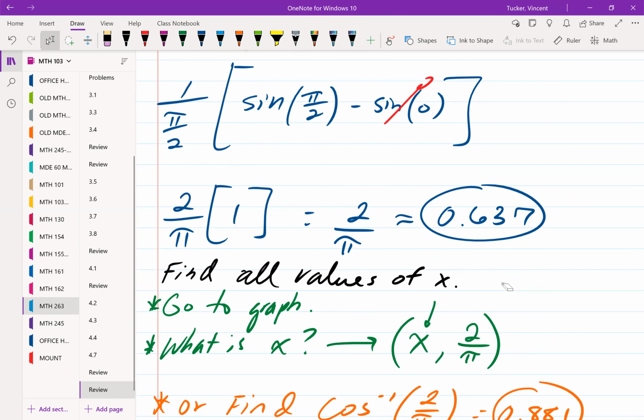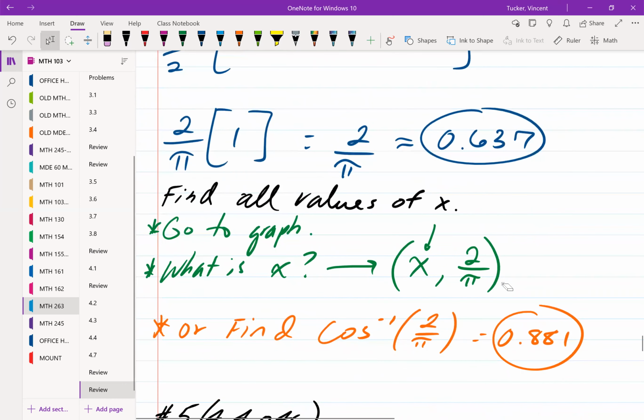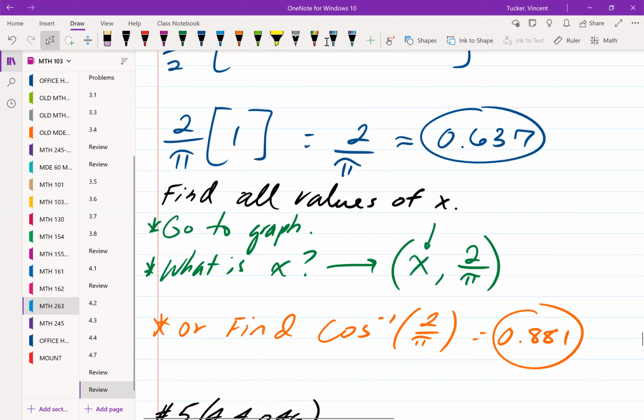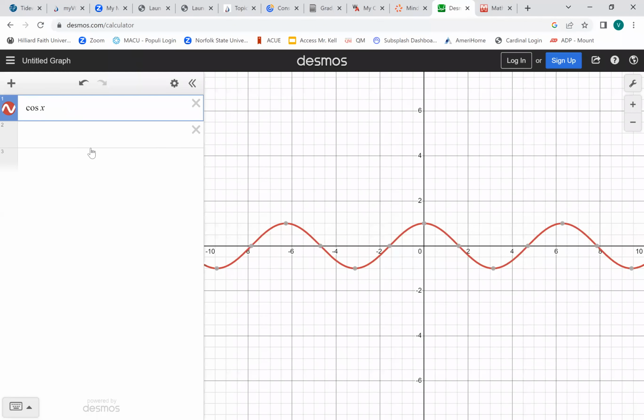So a couple ways we can find the graph. You can either go to the graph. So if you were to go to a graphing calculator, let's say like Desmos, type in cosine x, and then we're looking for 0.637 for y. So if you go here, see if I can find it, 0.6. I was there. Come on, scroll up a little bit. There we go. 0.637 for y is right here. And you see our value is 0.88.